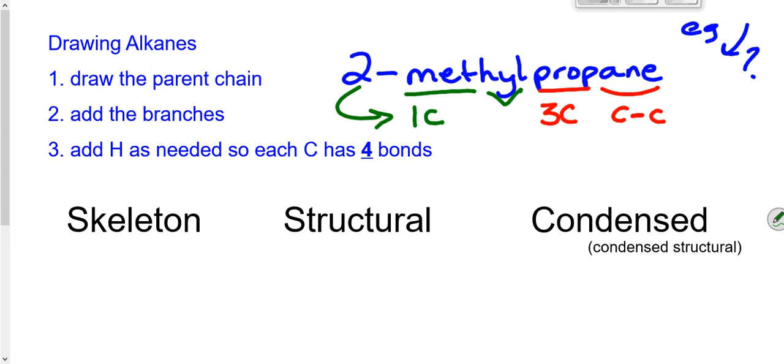Regardless of the style that you draw, we always start with a skeleton. The skeleton is just the carbons and no hydrogens. So 3 carbons in a row is propane. Adding the methyl branch to carbon 2 is methyl. This is the skeleton for 2-methyl propane. Structural and condensed are 2 ways of adding the hydrogens on to complete the 4 bonds that all carbons must have. Regardless of whether you're asked to draw a skeleton, a structural, or a condensed, you always start by drawing your skeleton.